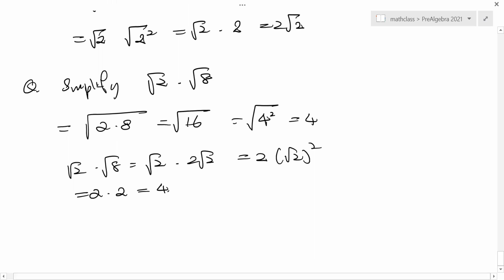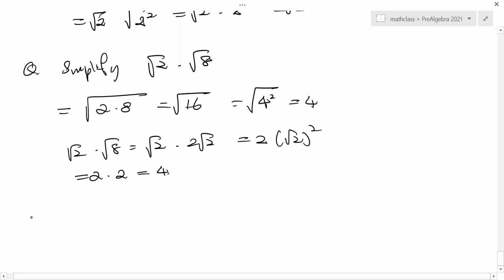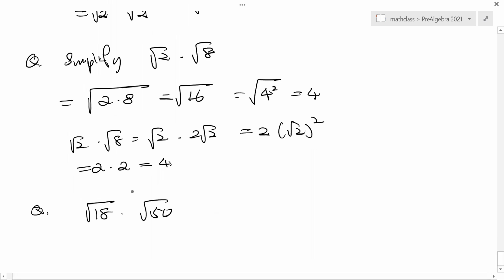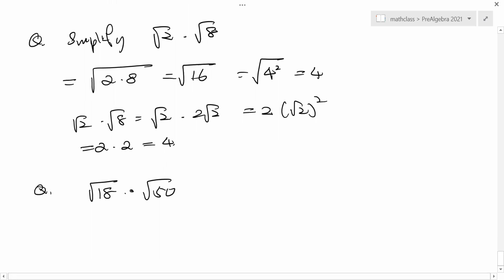And there are many problems like that. For example, I want you to do the square root of 18 times the square root of 50. Please simplify this. Can you do that?